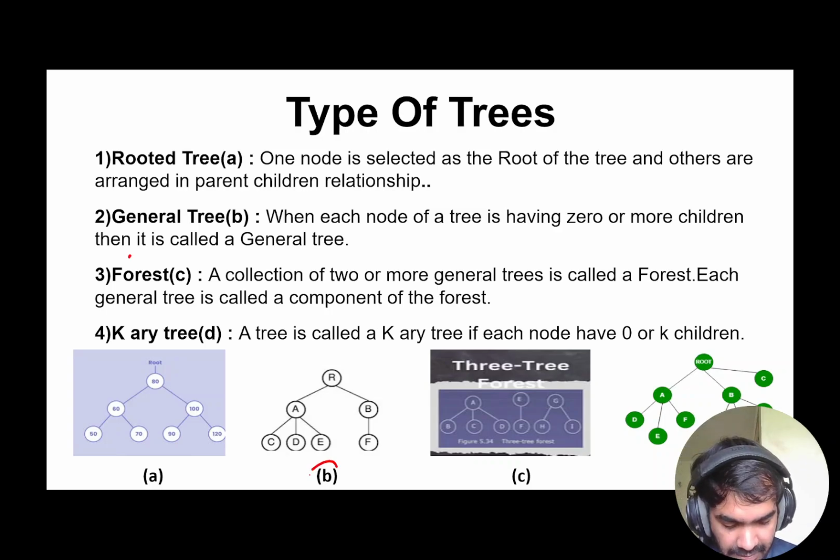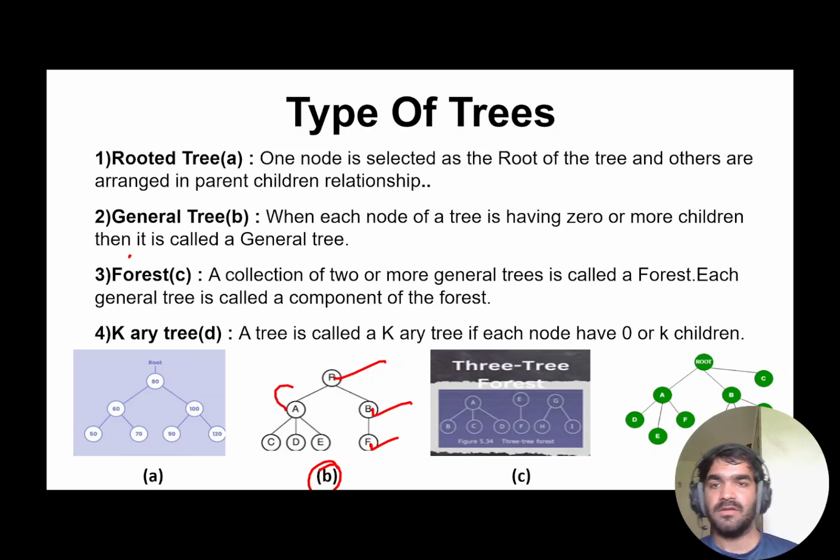See, in diagram B, each node has 1, 2 or 0 children. For 0 children we have an F node, for 1 child we have a B node, for 2 children we have an R node, and for 3 children we have an A node. Okay, so it is a general tree. It has no rule of how many children a parent can have.